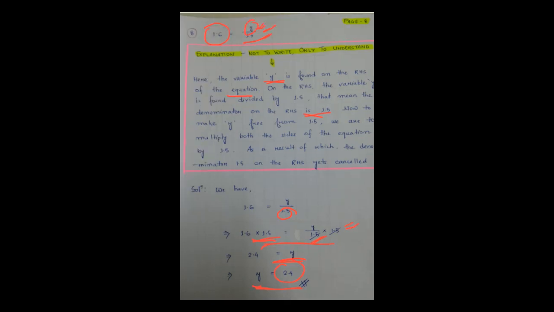So after getting cancelled, meaning 1.5 on the RHS gets cancelled, only y is left behind, and this y is equal to 2.4. So y is equal to 2.4 here, and this is the required solution. Y is equal to 2.4, which we get after multiplying 1.6 by 1.5. The result is 2.40, and here I am writing 2.4 because 0 can be ignored. Now moving on to question number 9.